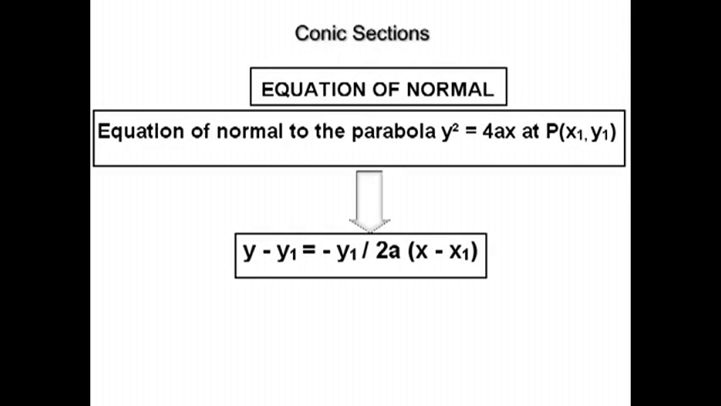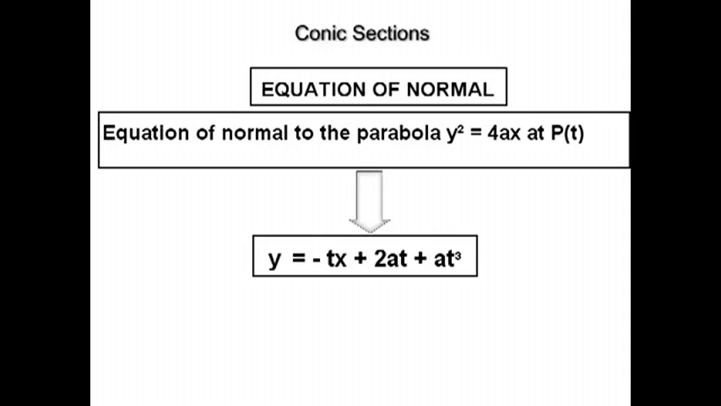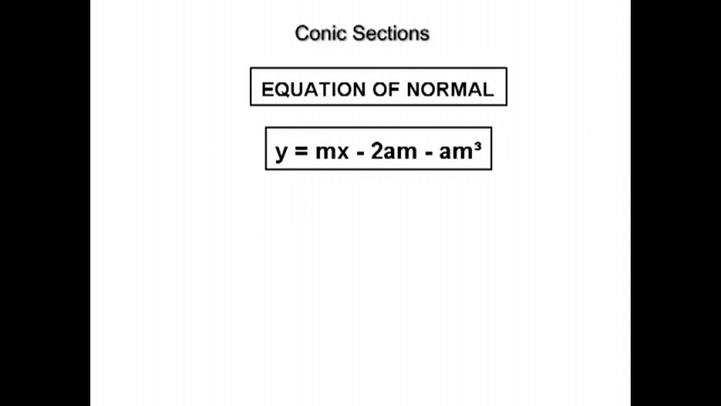Now equation of normal. Equation of normal to the parabola y² = 4ax at P(x1, y1) is y - y1 = (-y1/2a)(x - x1). And equation of normal at point P(t) is y = -tx + 2at + at³. Equation of normal in terms of slope m is y = mx - 2am - am³.